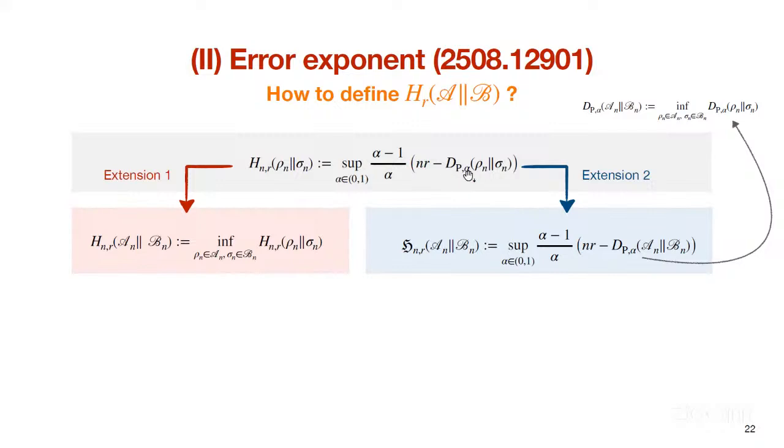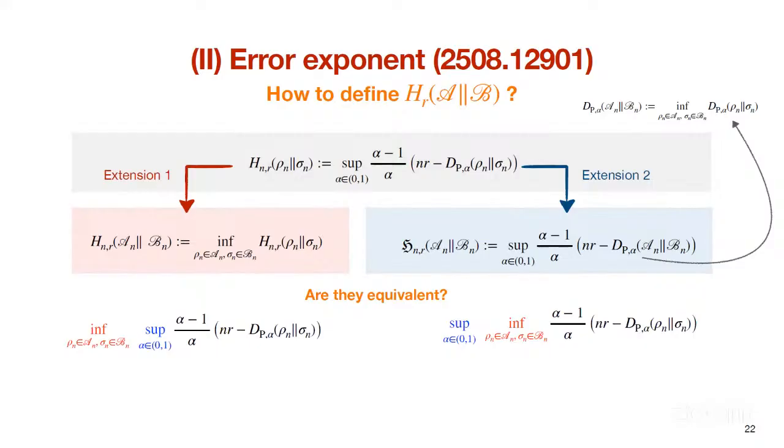We extend the path divergence to the divergence between these two sets, and then we make use of the explicit expression for Hofstadter divergence after that. So this will give us an extension version 2. Then there's a natural question: are these extensions equivalent or not?